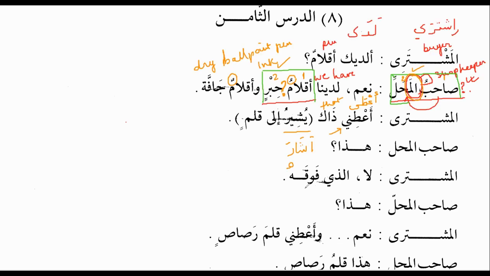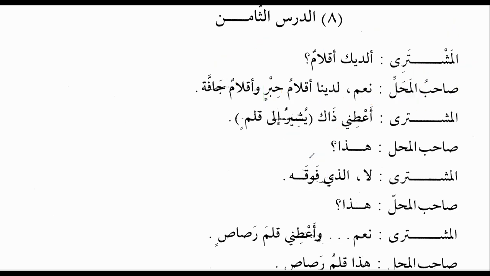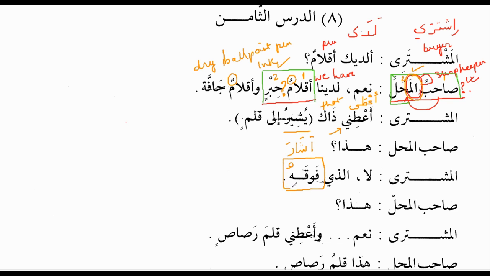So this is also a kind of idafa here. And what kind of idafa is this? This is an idafa with a zarf and a damir. So this is the damir and this is the zarf. So it is also an idafa. Now the shopkeeper again confirms هذا. So the buyer says, Naam.